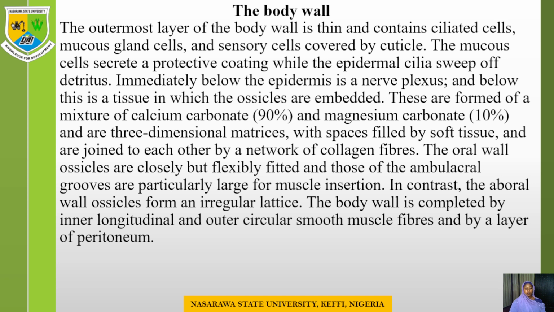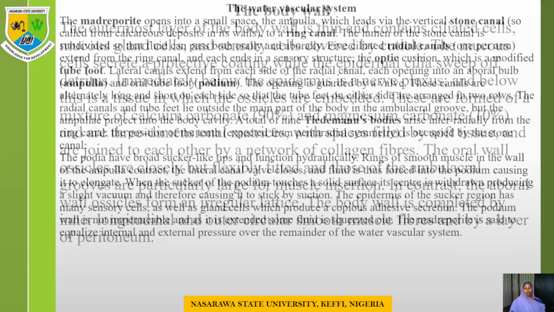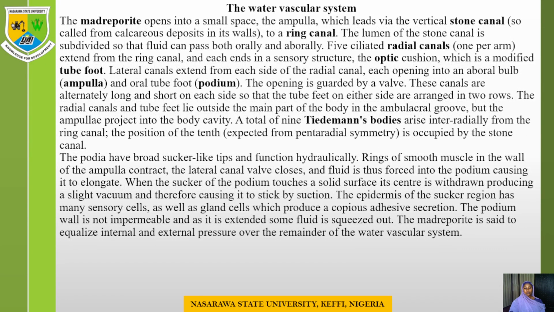The oral ossicles are closely but flexibly fitted, and those of the ambulacral grooves are particularly large for muscle insertion. In contrast, the aboral wall ossicles form an irregular lattice. The body wall is completed by inner longitudinal and outer circular smooth muscle fibers and by a layer of peritoneum. They also have the water vascular system, as is explained here.